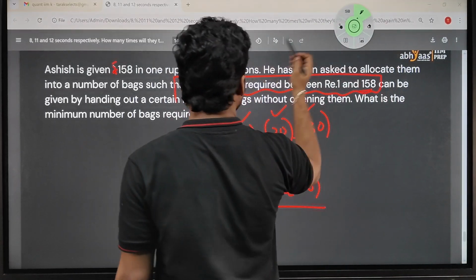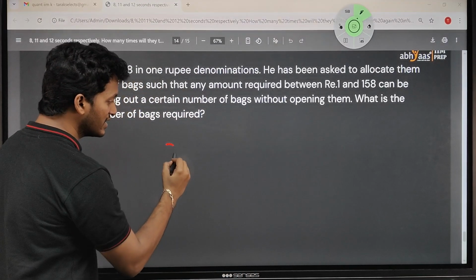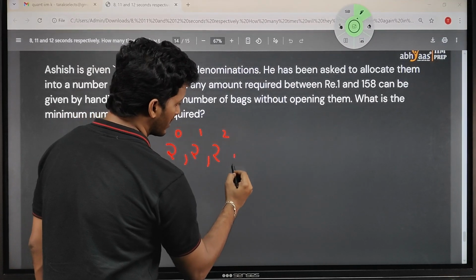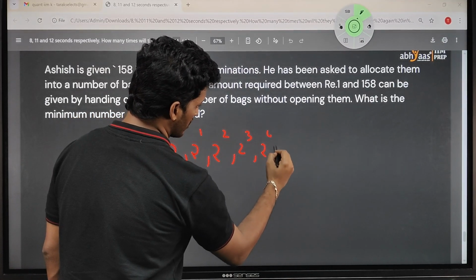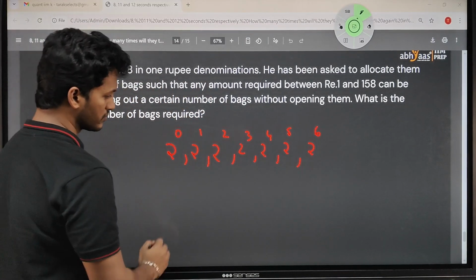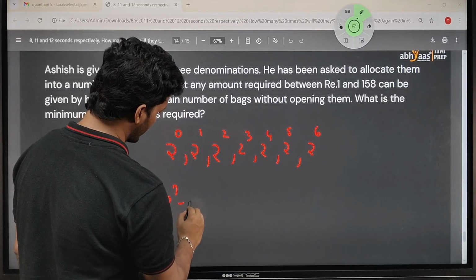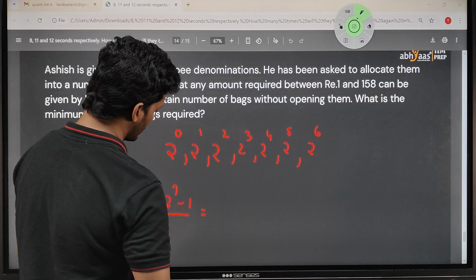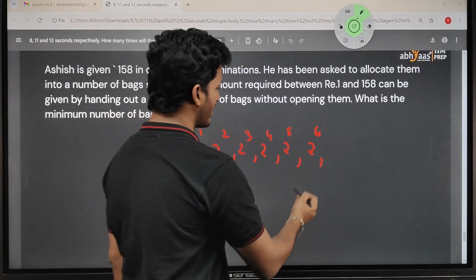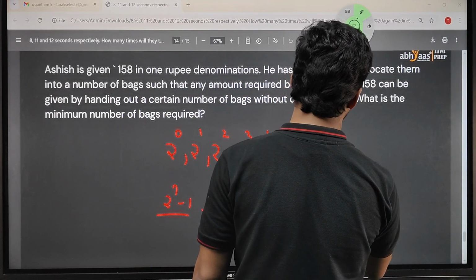Okay, it's all about the binary system. Taking everything in terms of powers of 2: 2 power 0, 2 power 1, 2 square, 2 cube, 2 power 4, 2 power 5, 2 power 6. If I take like that, the sum will be (2 power 7 minus 1) by (2 minus 1), and 2 minus 1 is 1, so it will be 128 minus 1, 127. So still I'll be left with 31 coins.